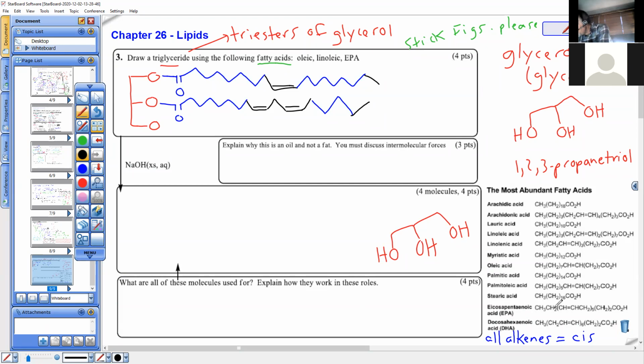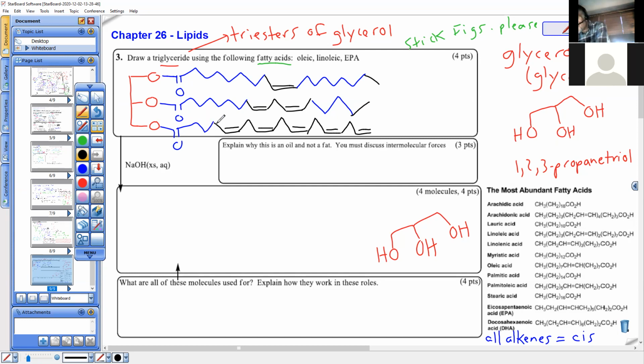EPA is down here. Just 2 CH2s, then a third CH2, then double bond, and we're doing that 5 times. 2 CH2s after the carbonyl, of course. CH2 once, CH2 twice. Third CH2 is part of the parenthesis. Then do that again. And do that again. And do that again. 5 double bonds.